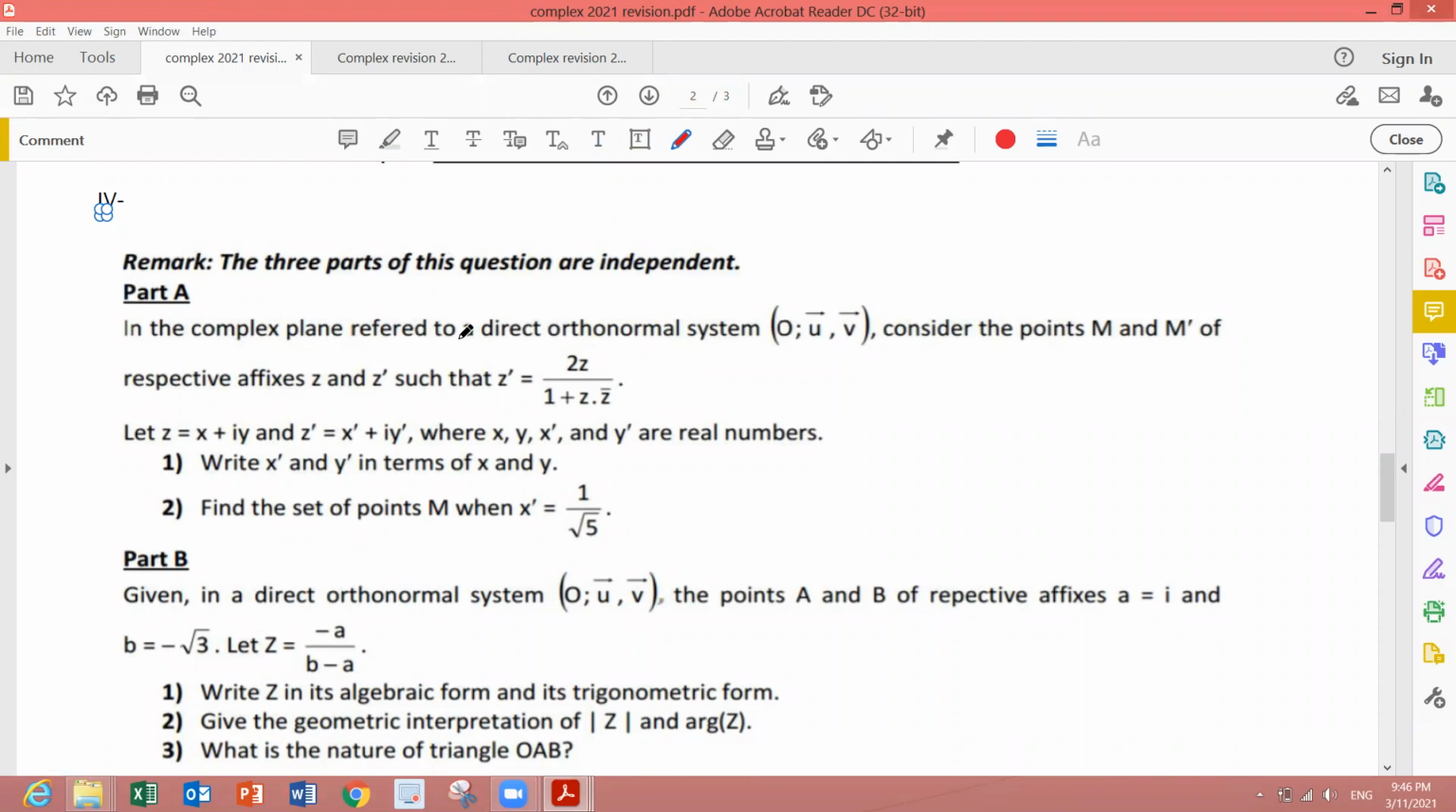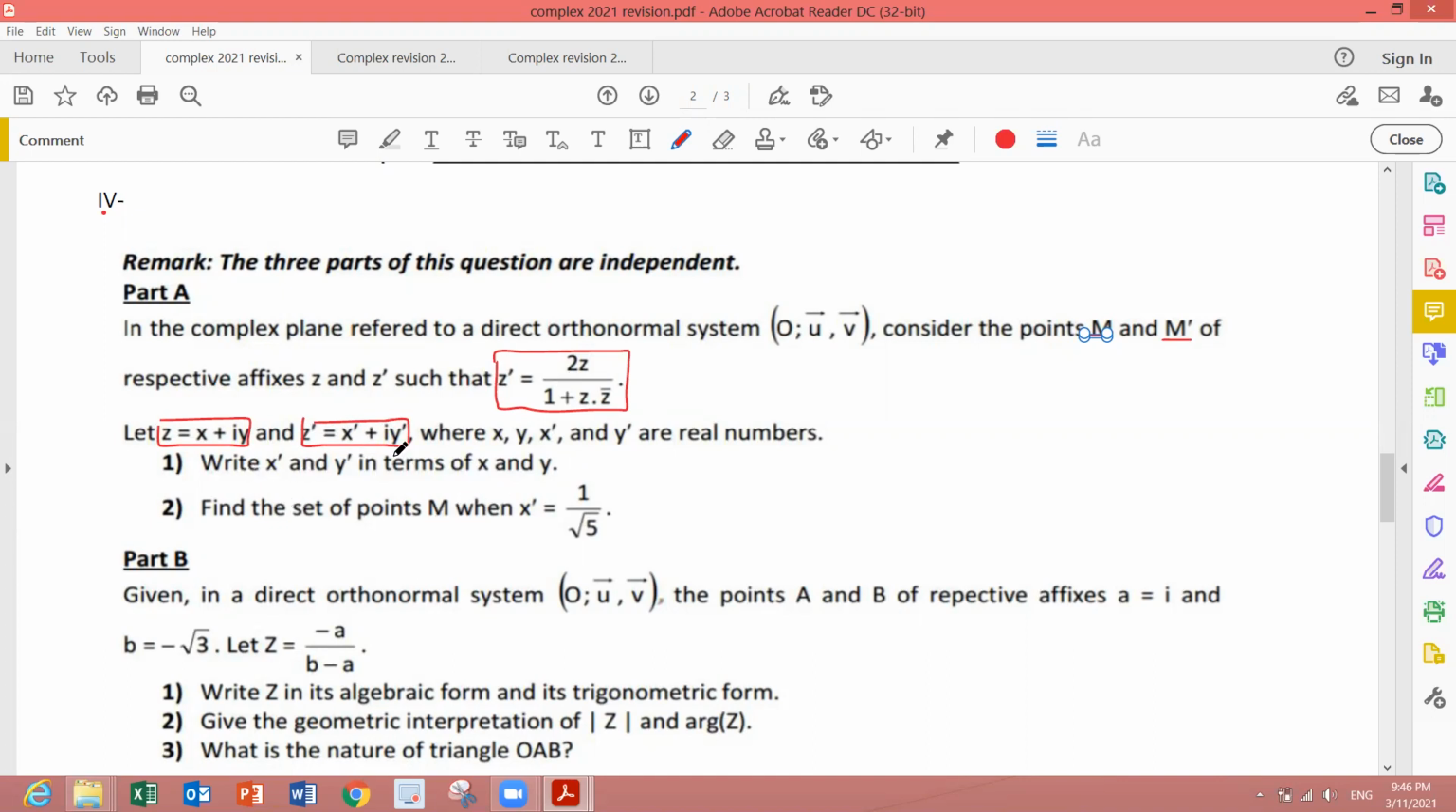So in the complex plane referred to a direct orthonormal system OUV, we have the points M and M prime of affixes Z and Z prime related by this relation: Z prime equal to Z over 1 plus Z Z bar. Suppose that Z equal X plus IY and Z prime equals X prime plus IY prime. Write X prime and Y prime in terms of X and Y.